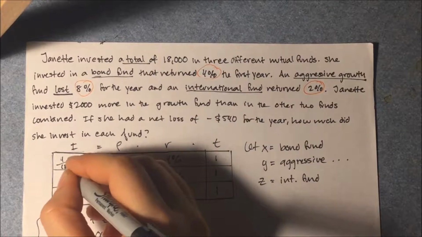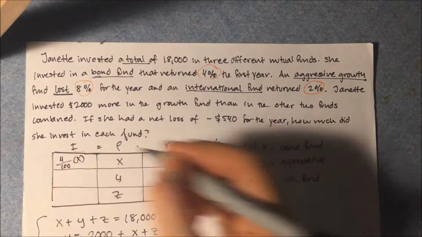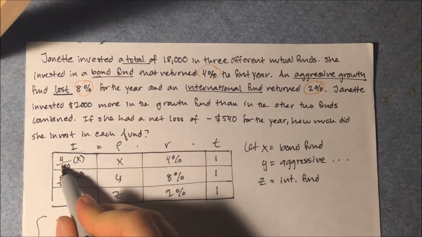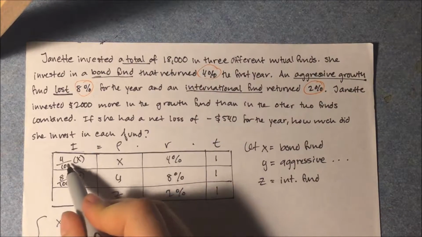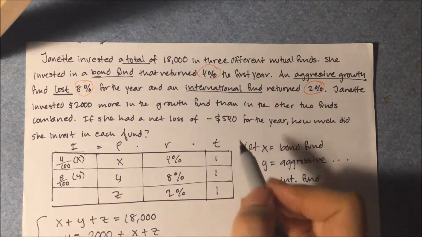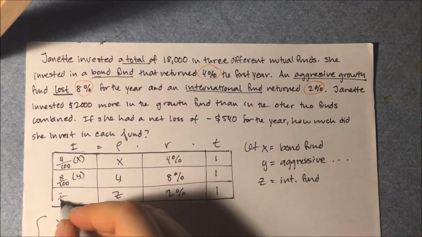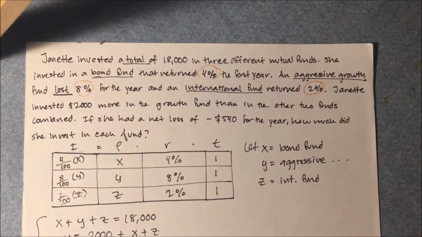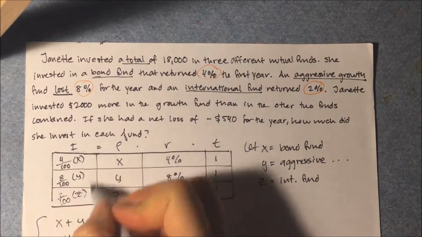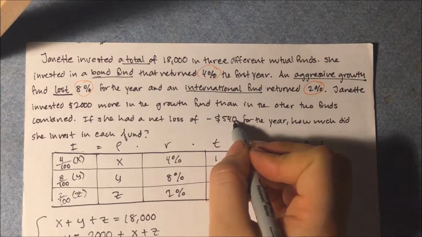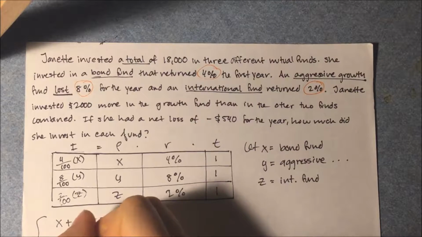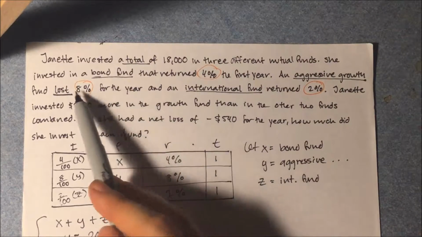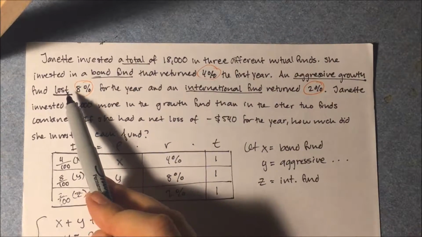So that's going to be 4 over 100 times x. And then this one's going to be 8 over 100 times y. I'm writing it this way because I shouldn't be using percents while I'm writing equations. You could write this as a decimal if you wanted to. And then this one's going to be 2 over 100 times z. Okay, so now I know that these added together should give me negative 540. So 4 over 100 times x. Now we have to be careful because we know that the 8% one, she lost money during this time.